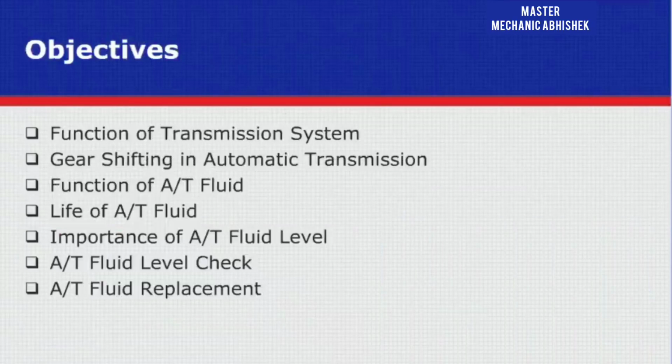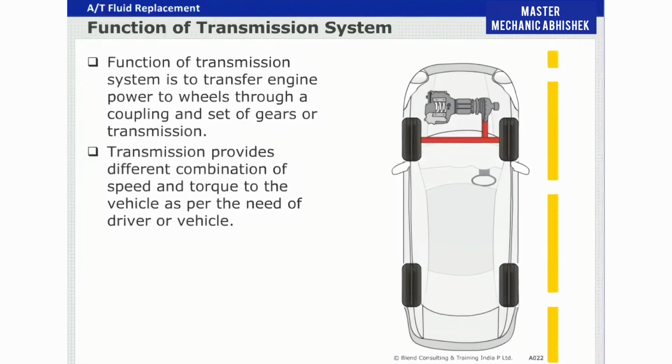The list shows the course objectives and the topics covered in this module. Function of transmission system is to transfer engine power to wheels through a coupling and set of gears or transmission. Transmission provides different combinations of speed and torque to the vehicle as per the need of the driver or vehicle.